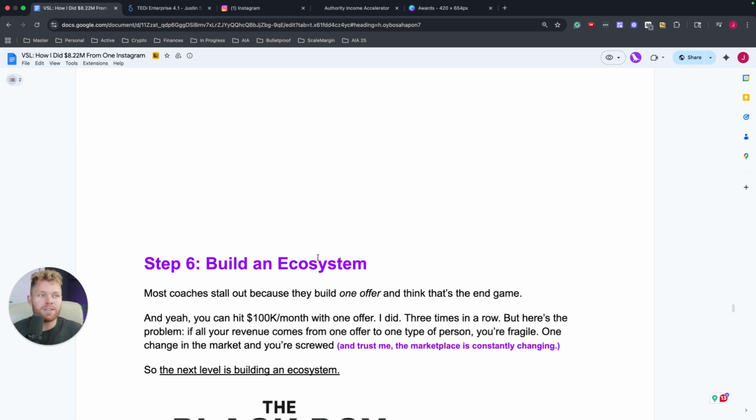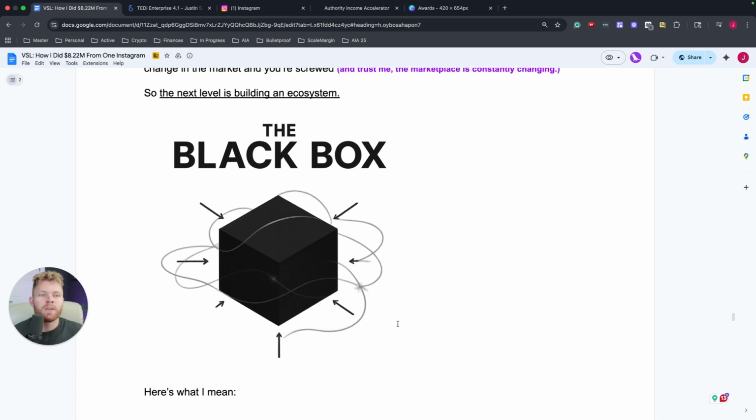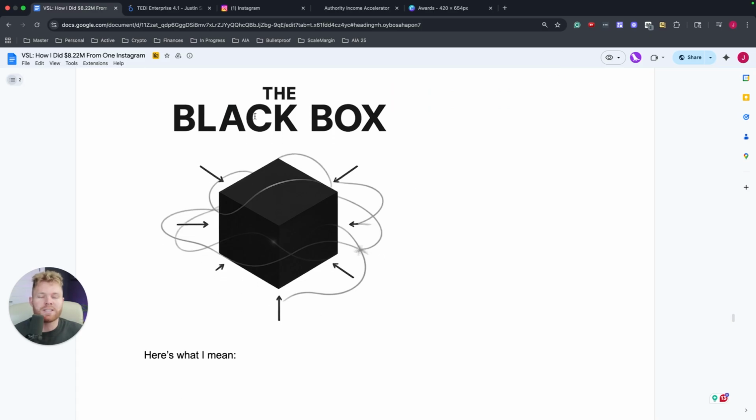I'm saying this because the marketplace is constantly changing, and this has happened to me. I'm only sharing stuff that is data and lessons that I've learned. So the next level is building an ecosystem. We call this the black box. You want to think about your business as a black box, an ecosystem that is constantly fulfilling, constantly moving people around, constantly upselling, constantly increasing your LTV, constantly giving different angles for people to get into your ecosystem.